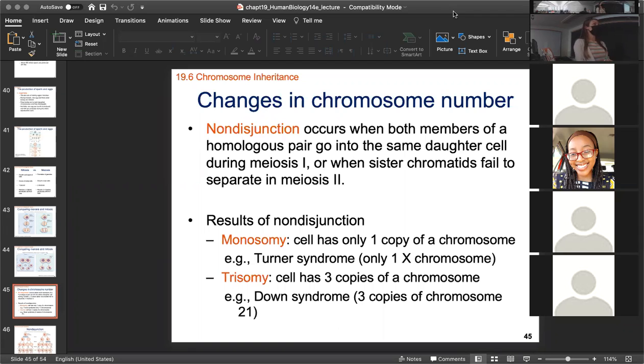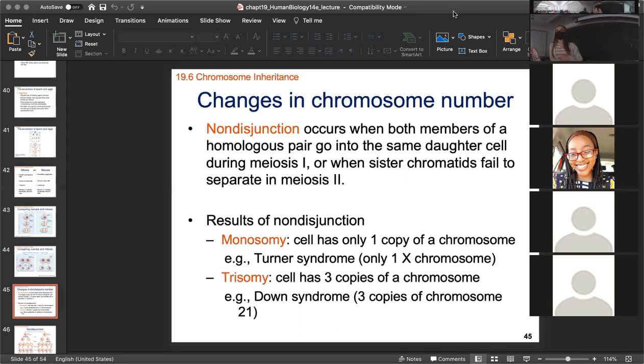So non-disjunction occurs when both members of a homologous pair go into the same daughter cell during meiosis 1, or when meiosis 2 happens and the sister chromatids fail to separate. So essentially, when we divide during meiosis 1 and they all went to the same cell, now we've got some extra chromosomes in one and not enough in the other. Or in meiosis 2, when the sister chromatids fail to separate at all. What can happen here is something called monosomy and trisomy, okay?